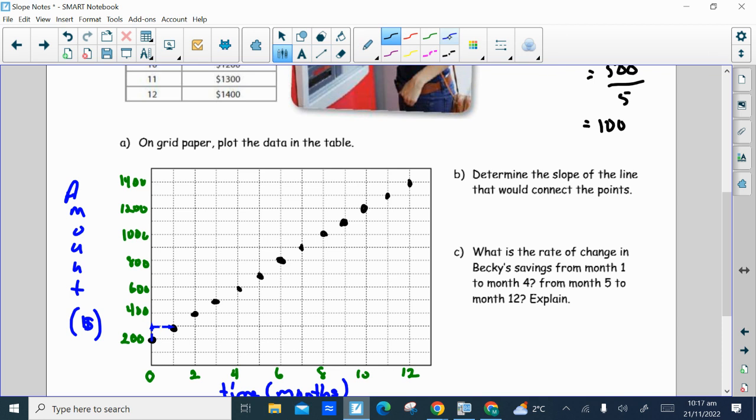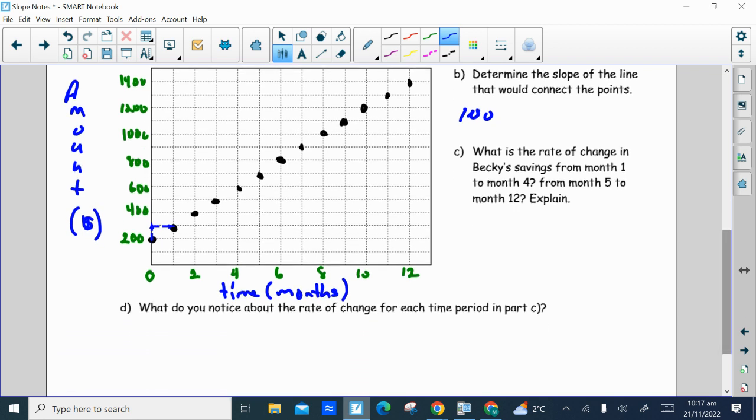But also, it's not just a number, it has meaning. And remember, slope is rise over run. The rise is going up and down, and the up and down axis is the amount in dollars. The run is going left to right, and that's the horizontal axis, which is the time in months. So you see, if we interpret what slope means, because it's rise over run, the rise is the money divided by the run, which is the months. In this case here, it would be $100 per month. That's the definition of the slope.